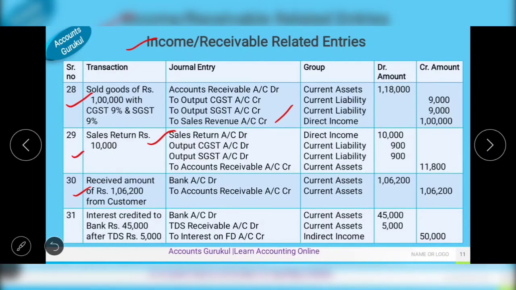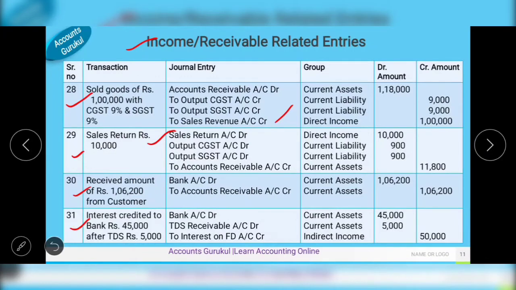1,06,200. ये सब transactions, it's very essential है, again I'm just reminding, क्योंकि ये day-to-day transactions business में होते हैं and we have to do the entries for that. So considering that factor, it's very essential to understand this.